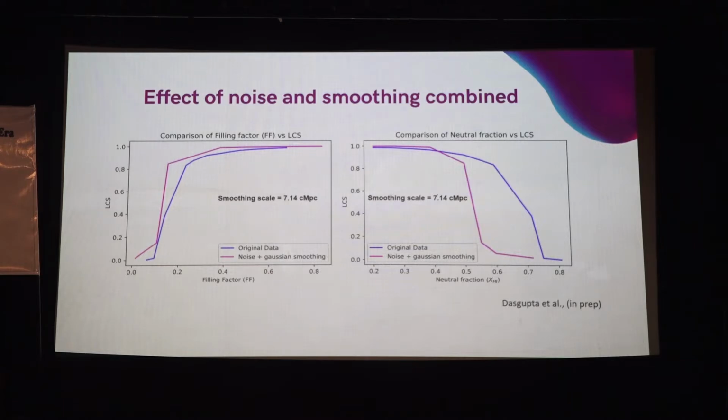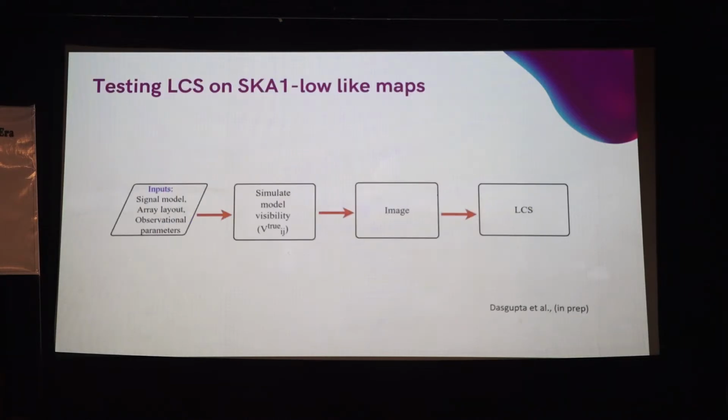When we combine the effects of smoothing and noise, what we see is that the percolation transition point shifts heavily. And what you see here is that for higher neutral fraction values, you don't get the values of LCS, because the small ionized regions that were there were completely smoothed out.